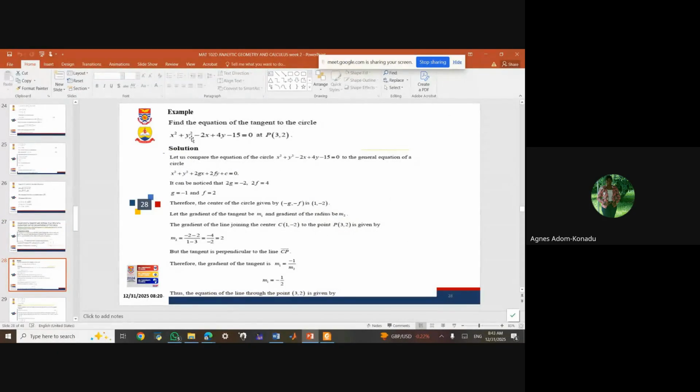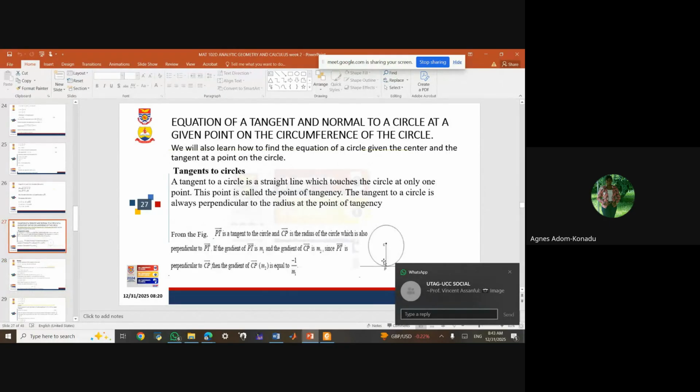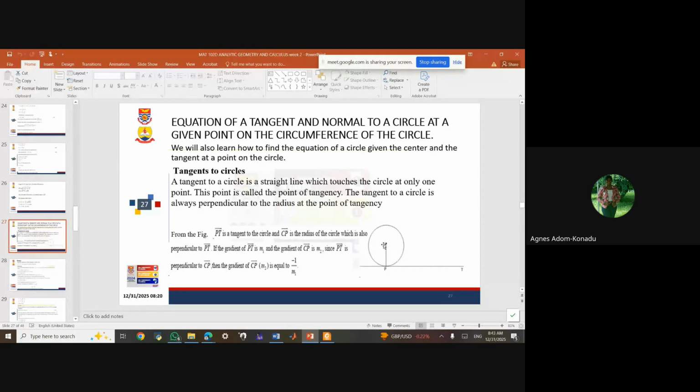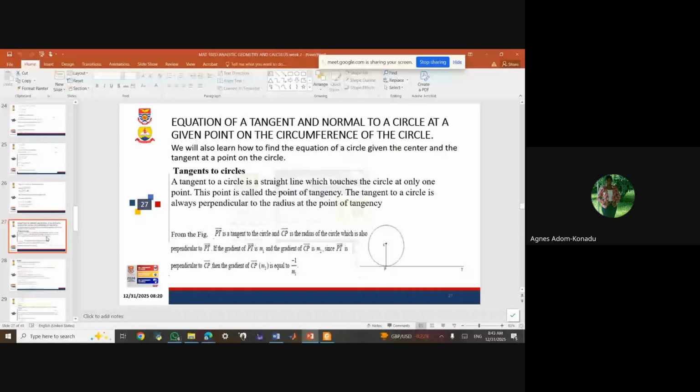So we want to find the equation of the tangent. We are given the point P, but we don't have the center. We are told that the point and the center are perpendicular, so I can find the gradients and then find the equation. First, let's find the center, and with the center, we can find the gradient for CP. Then we know that the gradient for PT will be the negative reciprocal of this. After that, we will use the point given to find the equation of the tangent.